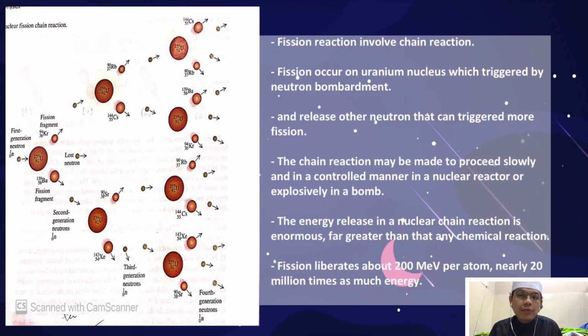The energy release in a nuclear chain reaction is enormous, far greater than that in any chemical reaction. So, as the last word, I would like to say that fission liberates about 200 mega electron volt per atom, which is nearly 20 million times as much energy.